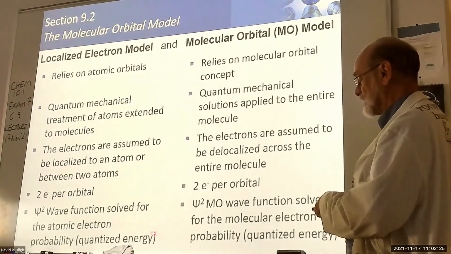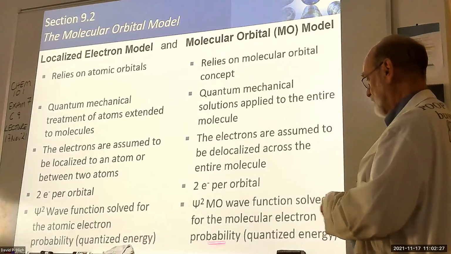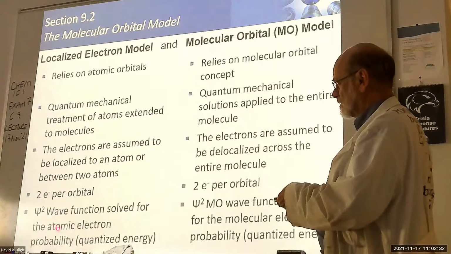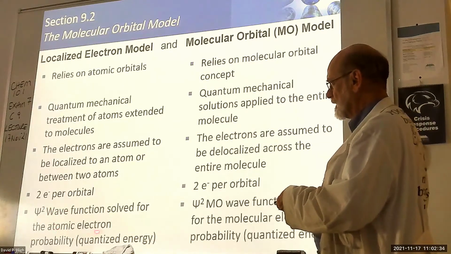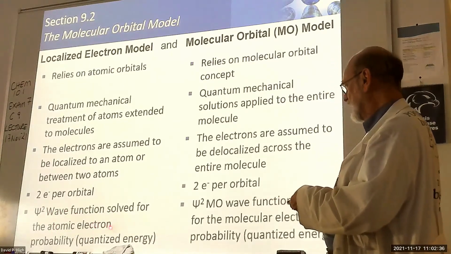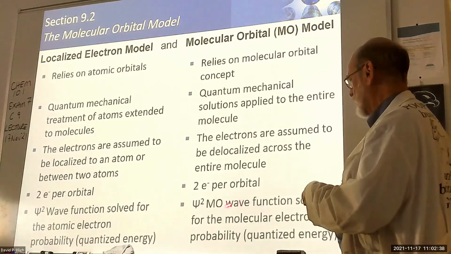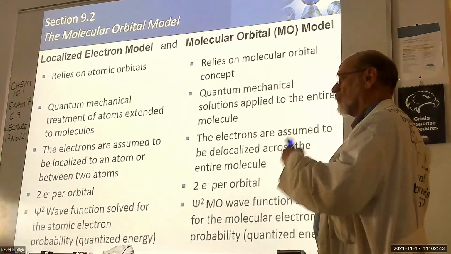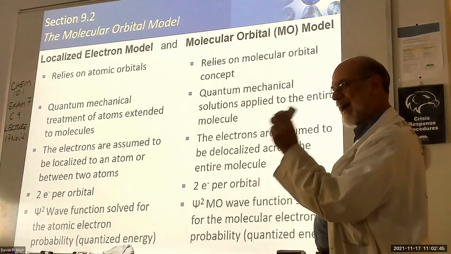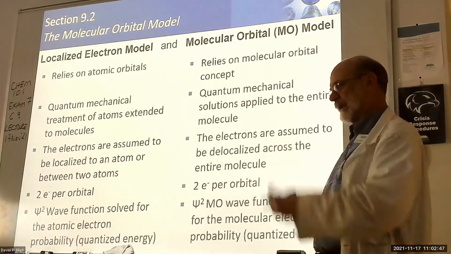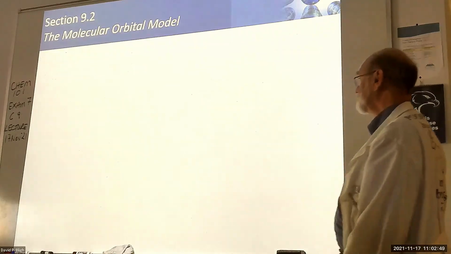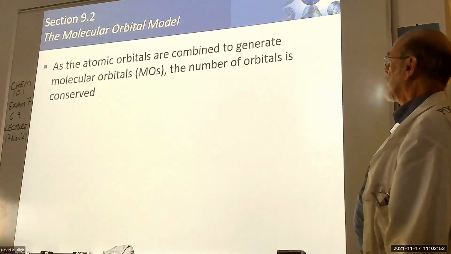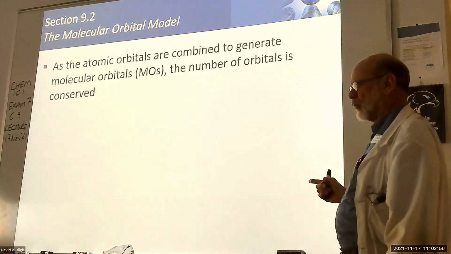And we still quantize the energies. So the wave function for the atomic electron probability extended to the wave function for the molecular electrons are still quantized. That is, they only occur in packets, and there's no in between. Okay. This is number 1 rule.